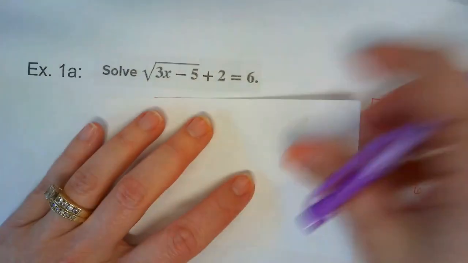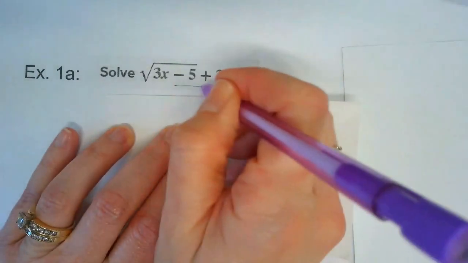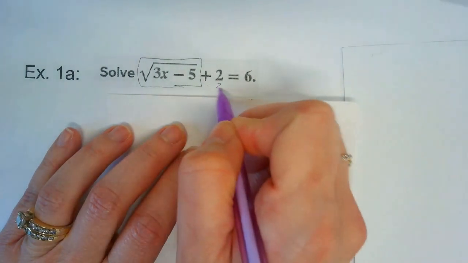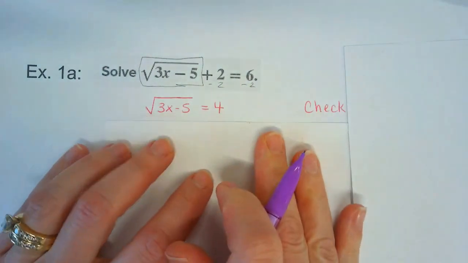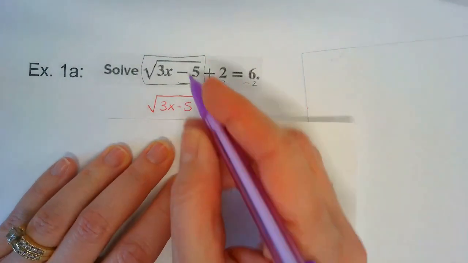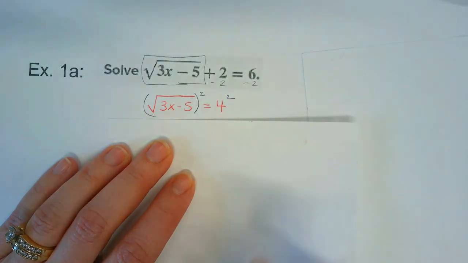So I'm going to get the radical part by itself. What that means is I want this section of my equation all by itself, so I'm going to subtract 2 from both sides. That's where I got this part. To get rid of the square root, the inverse would be squaring, so I'm going to square both sides.